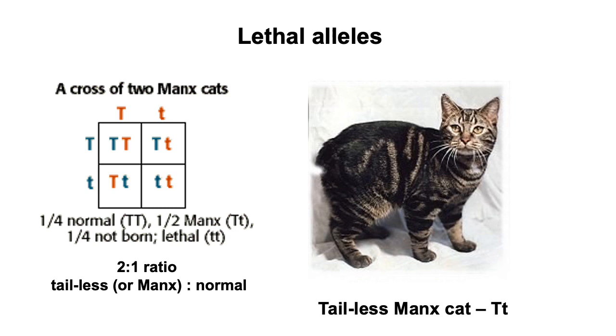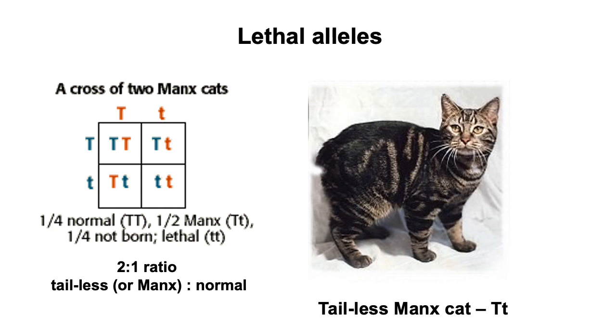Another example of a modification is situations where some alleles actually might be lethal. And by lethal, I mean when certain alleles are in combination, the organism doesn't survive. And a classic example of that is shown in this slide here. I don't know how many of you are cat aficionados, but there's a somewhat famous breed of cat called the Manx cat, and they're tailless.